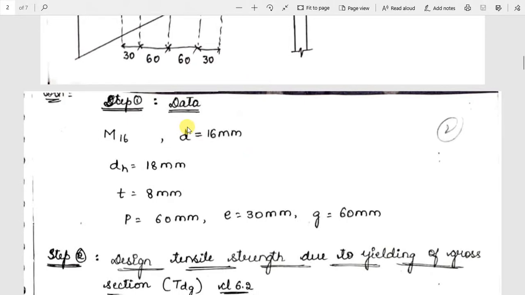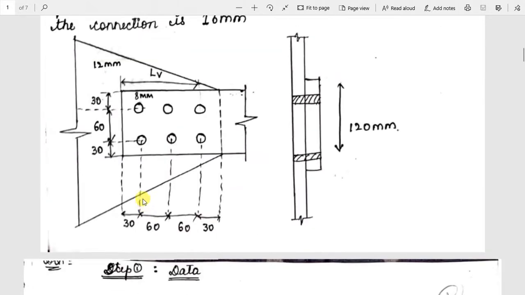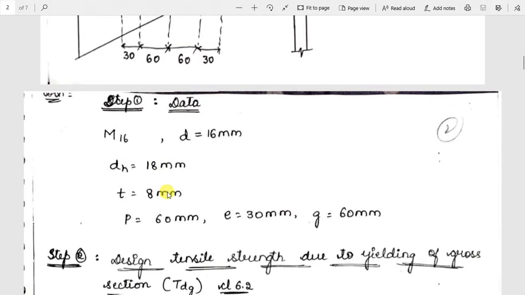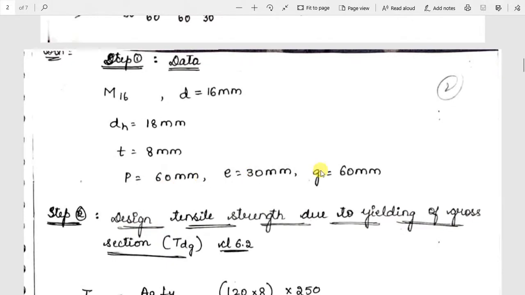So moving on to the first step, that is data. See, M16 bolts are used. That means the diameter of the bolt will be 16 mm, that is the shank diameter, and for the diameter of the bolt hole, for 16 mm diameter bolts, clearance is 2 from table 19 of the code book. So the diameter of the bolt hole will be 18 mm. And the value of t, if you are going for a connection, you have to consider the least thickness. Here two thicknesses are involved. One is the thickness of the gusset plate, that is 12 mm. The thickness of the plate which is used as a tension member is 8 mm. So the least among these two is 8 mm. So t will be 8 mm, which is the least thickness. Pitch is 60, edge is 30 and gauge is 60 mm.